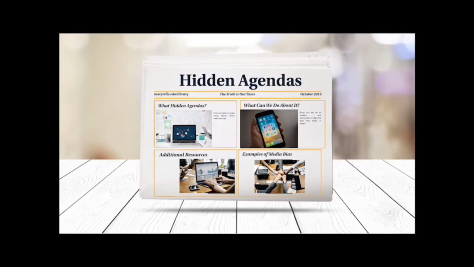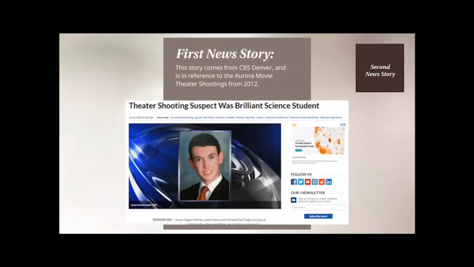So we know what to look for, but let's try and compare some examples of news stories found in online media. Our first news story comes from CBS Denver and is in reference to the Aurora movie theater shootings from 2012. James Holmes was the person who committed this crime, and this news story is about him. The headline says, "Theater shooting suspect was brilliant science student," and then that is immediately followed by a photo of him that looks like it was maybe a yearbook photo or a senior class photo.